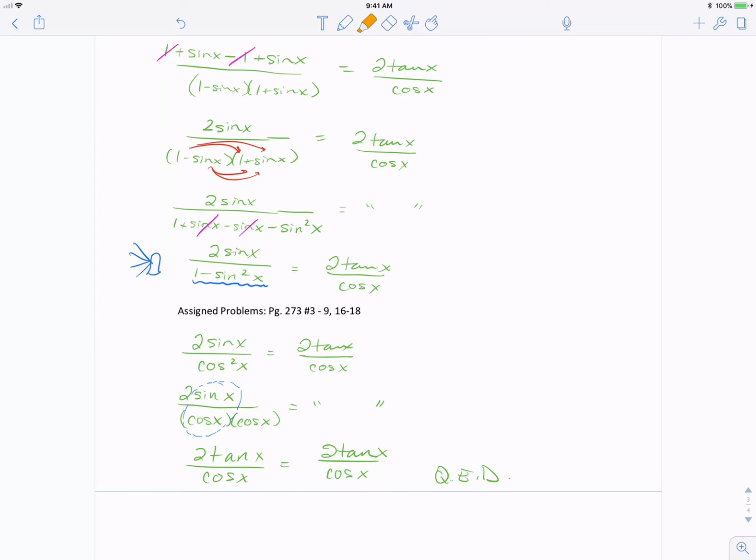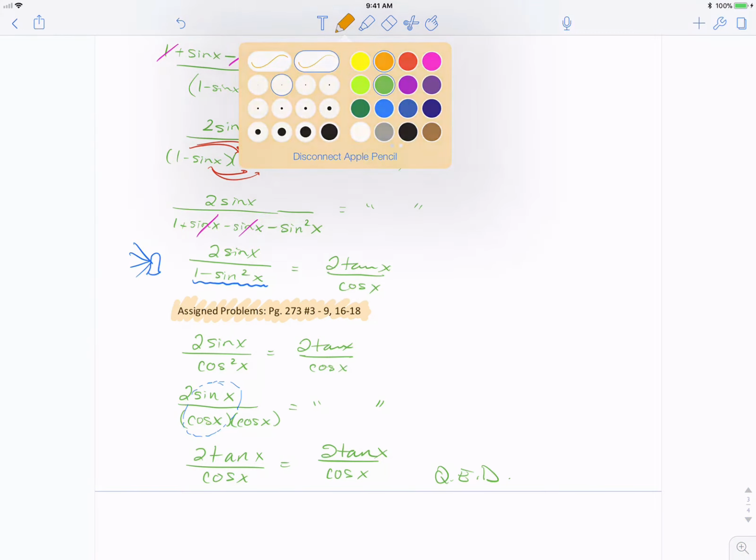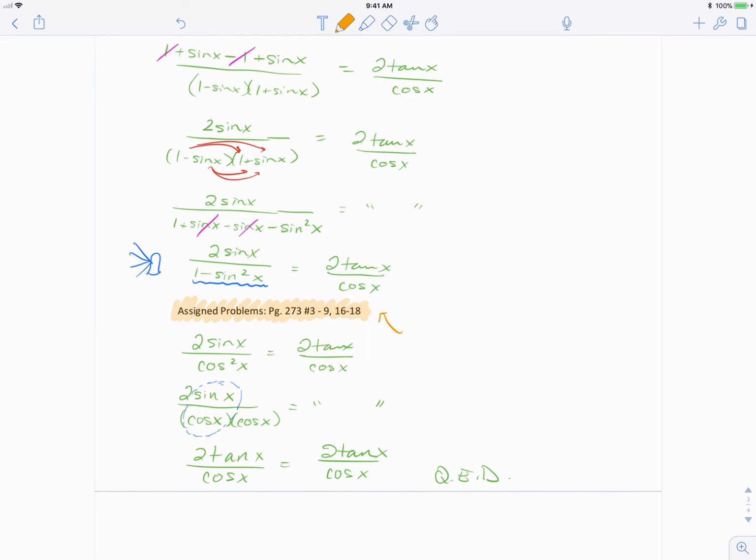So hopefully I've sparked a little bit of interest in you for your assigned problems. Checking out your textbook, page 273. I encourage you to work with pairs just to talk it through and look for those manipulations. Try one out, but really, in terms of these, you need to be comfortable with the struggle. So give yourself time to play around with all those questions.